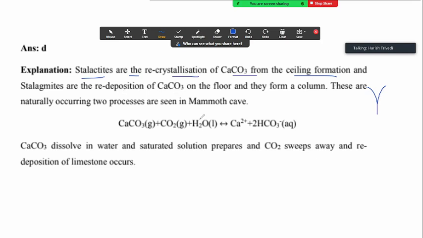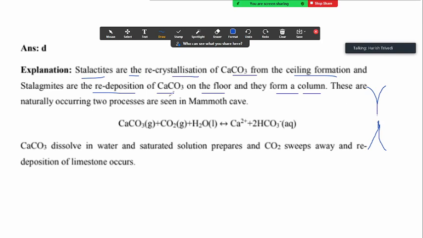Similarly, when it drops on the floor, it will make this type of structure. So stalagmites are the redeposition of CaCO3 on the floor, and they form columns. If you see, it will be like a continuous column. There will be only a little gap between them, otherwise it is a columnar structure.